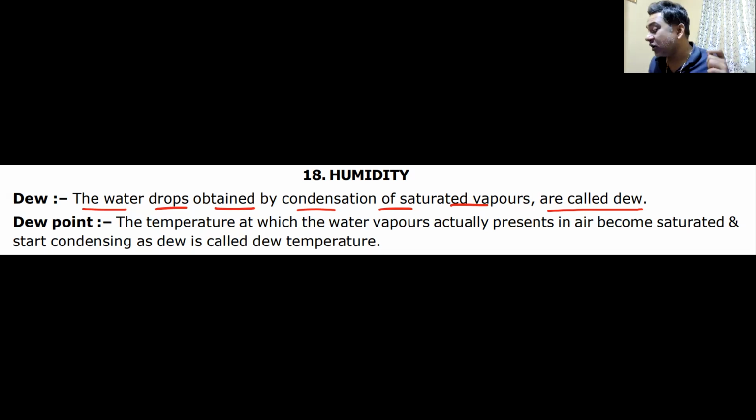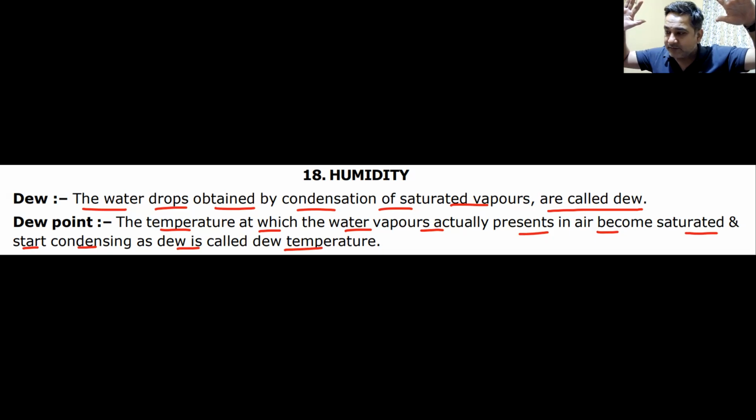The water droplets which are condensing are known as dew. What is dew point? The temperature at which the water vapor actually present in air becomes saturated and starts condensing is known as the dew point temperature. Do we understand this? Yes or no? You just have to write the definition. I'll give you a minute to do this.